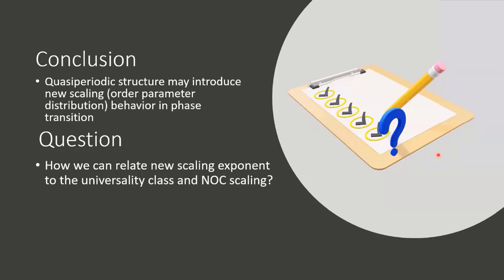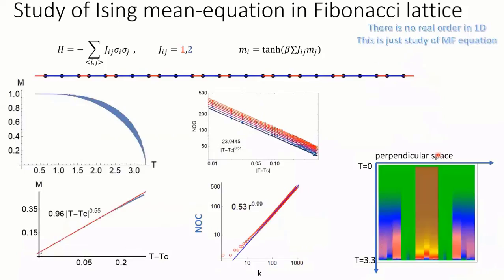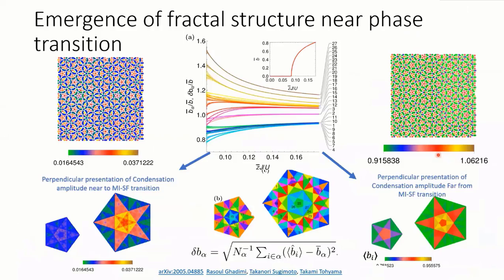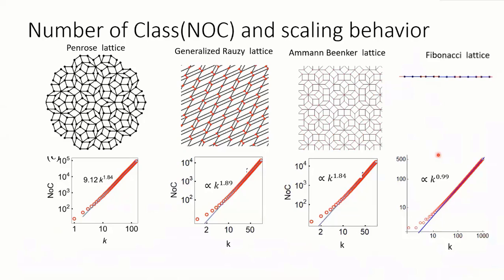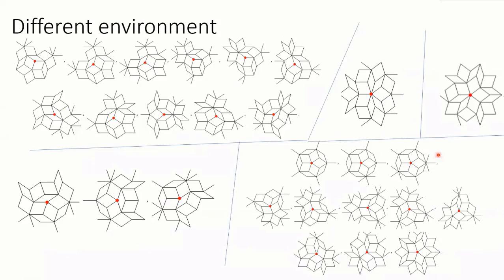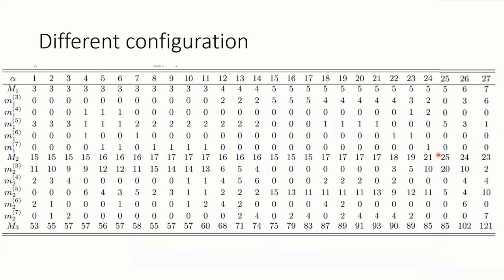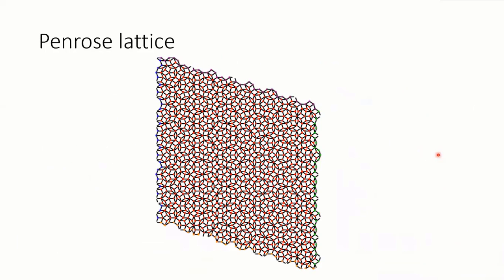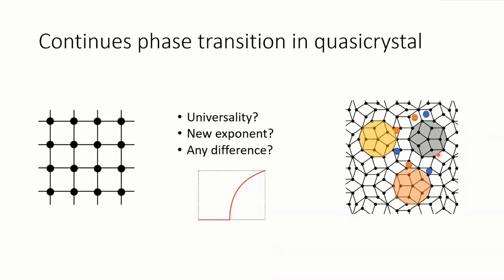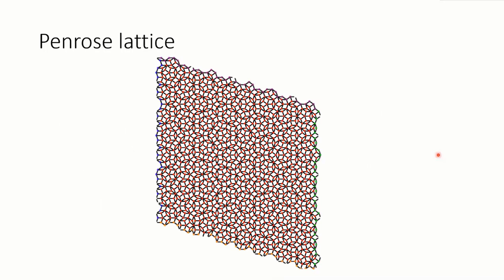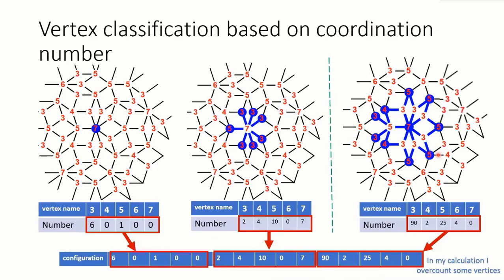Yes, I have a question regarding the first part of your talk. Is it possible to see a similar fractal structure at the temperature just below the critical temperature? For the Ising model? No, for the Bose-Hubbard model.